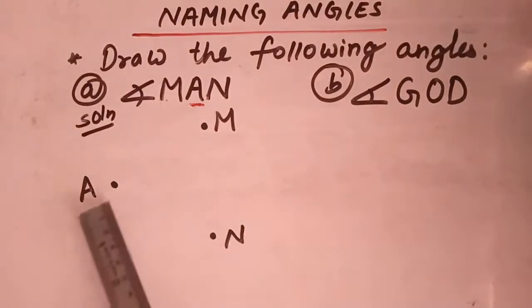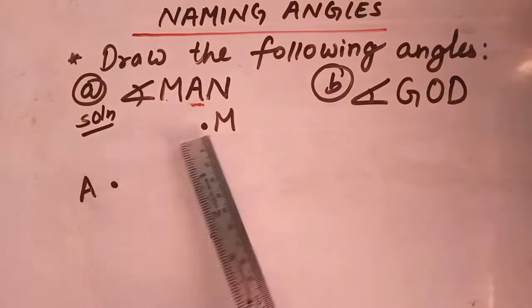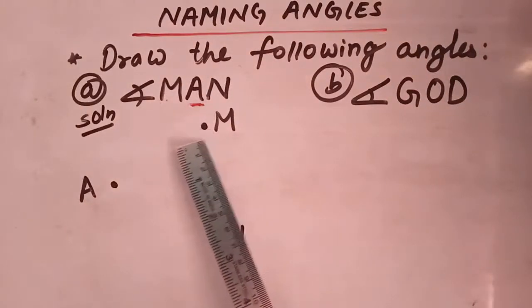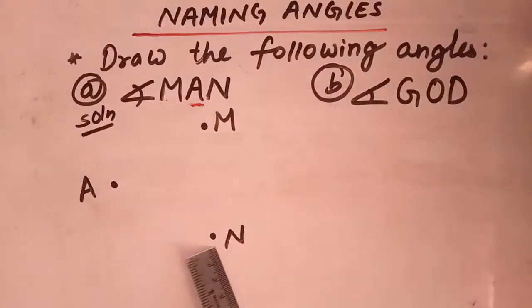So students, since A is our vertex, now we will draw a line from M towards A and from N towards A.